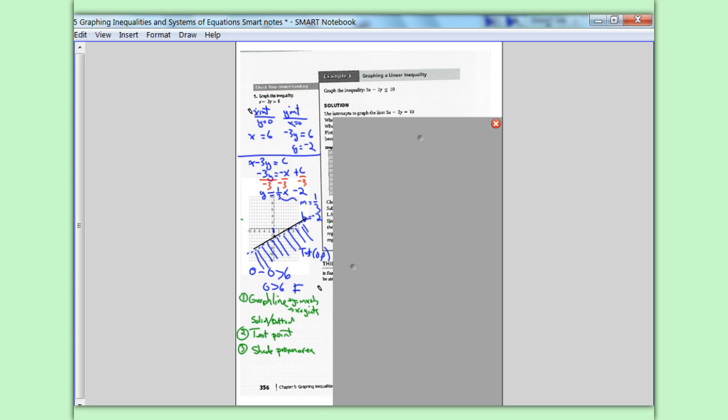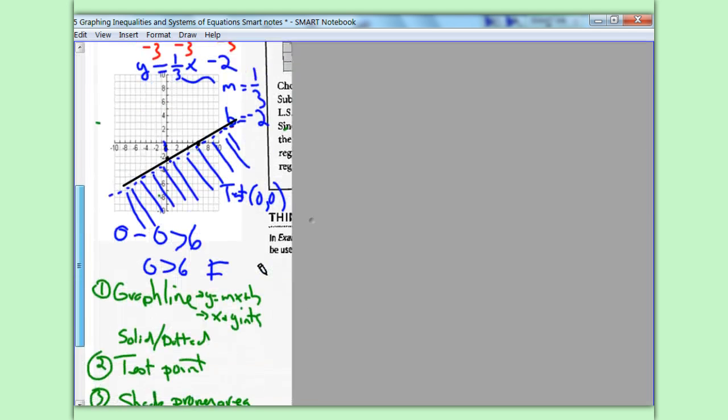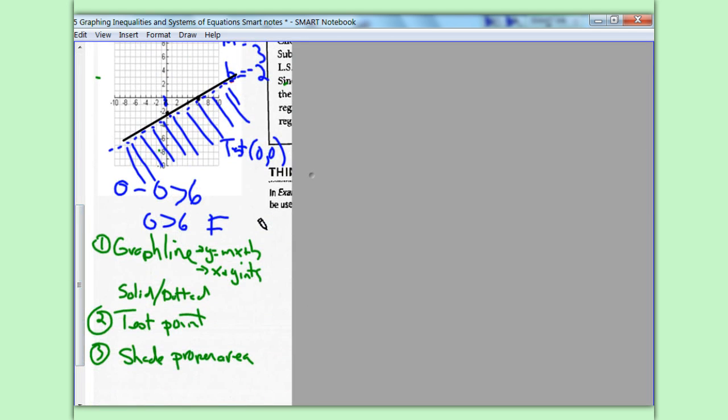So as we do these questions, I just put a little summary that you may or may not find useful. That's your call. If you're going to do questions like this, you need to graph a line using whatever method, mx plus b, decide whether it's solid or dotted, use a test point, and then shade the proper area, okay? And away you go for a 5.2 assignment.